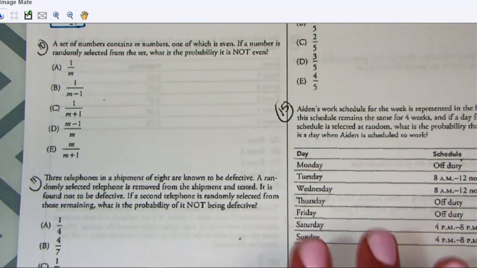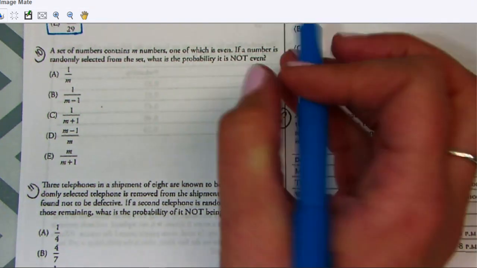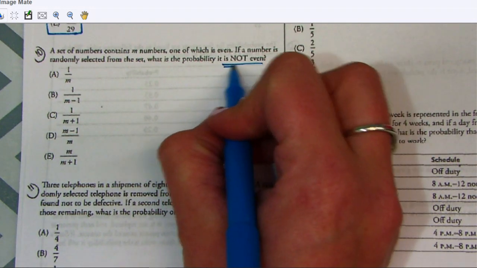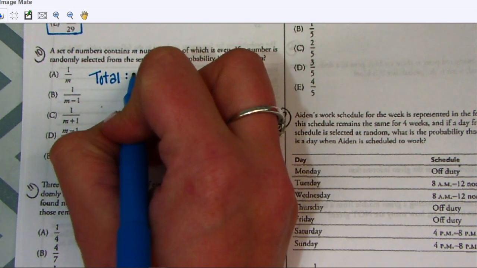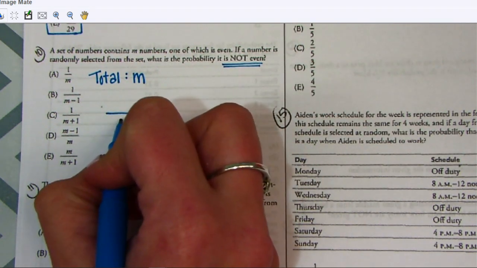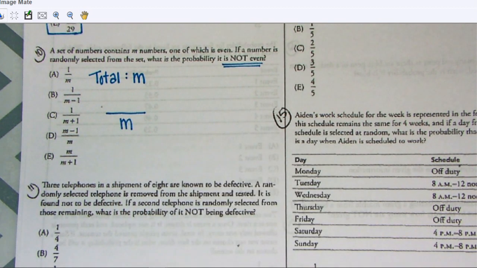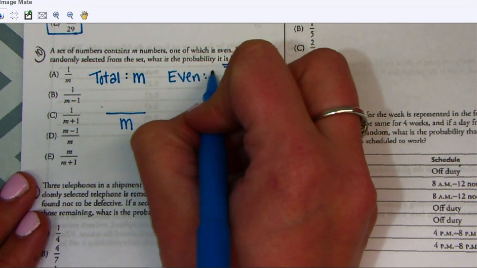Number 10, a set of numbers contains m numbers, one of which is even. If a number is randomly selected from the set, what is the probability it will not be even? So we're looking for not even. Okay? In this problem, there is a total, and the total number is represented by m. Remember, when we talk in terms of probability, the total always goes on the bottom. Now, we know that in even numbers, there is only one even number.